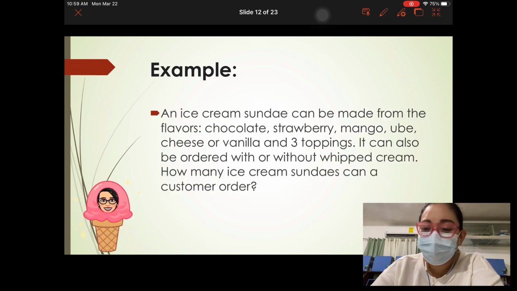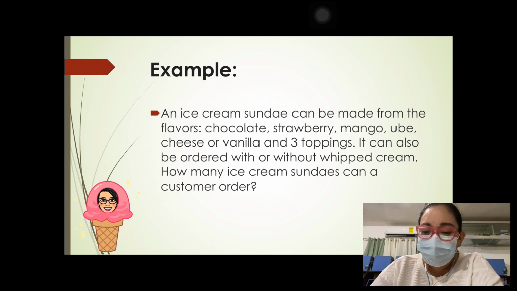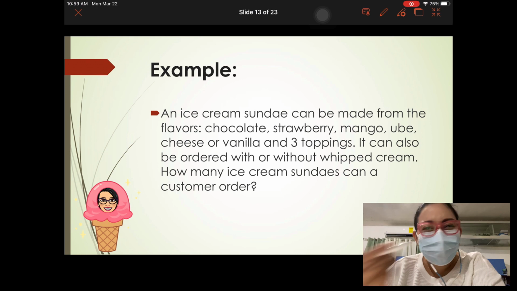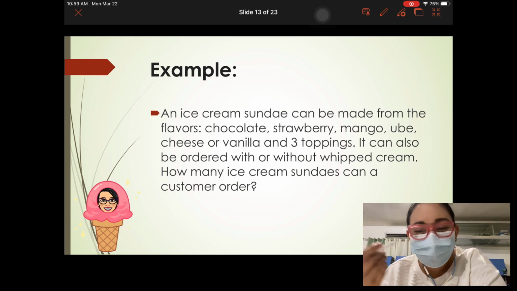Let's have another example. An ice cream sundae can be made from the following flavors. So, ito na naman tayo. Pagkain na naman tayo. No? Hindi masyadong kumahilig kumain si Ma'am, no?